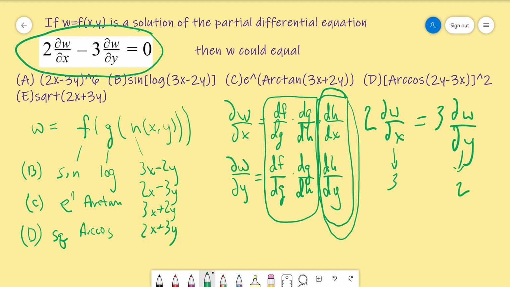And then we'll have a coefficient of 6 on both of them, and then the rest of it is going to be exactly the same. And the only answer that has that is C, 3x plus 2y.